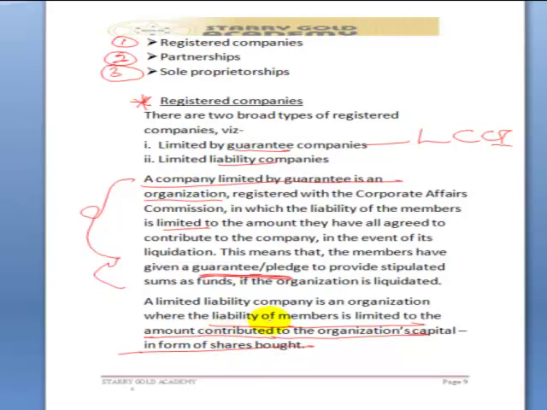In this type of company, if a company is liquidated eventually, what the members would have lost is strictly tied to the amount they have contributed to the organization's capital in form of shares bought. Okay, this is different from a company that is limited by guarantee, where you have given a guarantee or a pledge to provide certain sum of money at the end of the company's liquidation.